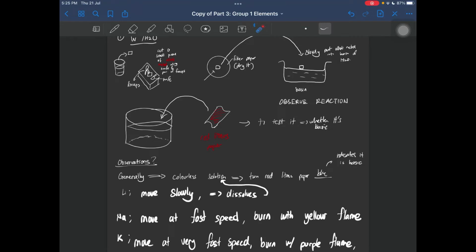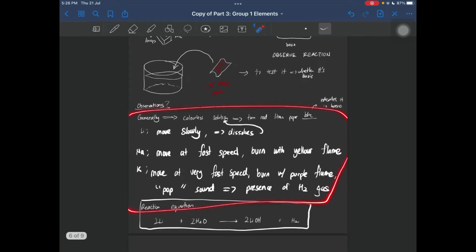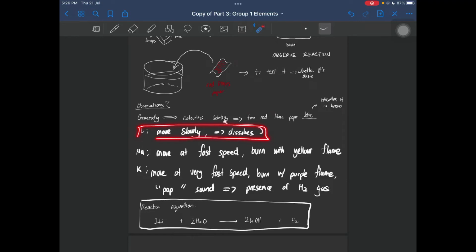The reaction between alkali metal and water produces a colorless solution, and we test the solution using a red litmus paper, which we know will turn blue, indicating that it's basic. And these are the observations. Generally, it will form a colorless solution which turns the red litmus paper blue. Lithium is the least reactive, so it will just move slowly on the surface of the water and eventually dissolve to form the solution.